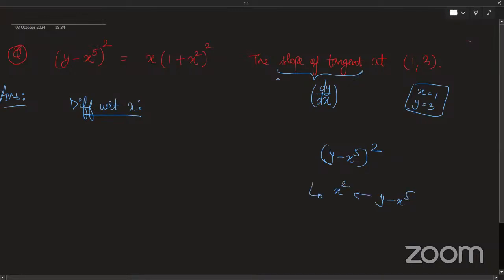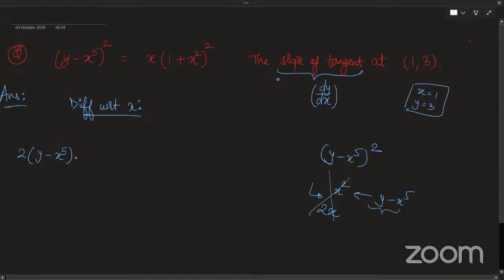So you approach from the outermost side. The first function that you get is x square. You differentiate it, you get 2x. So on the left hand side, what will be the first term? 2 into (y minus x^5). Great, into, I complete this level.